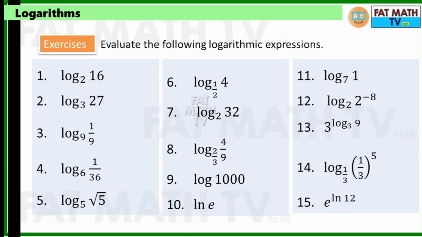Number 6, logarithm of 4 to the base 1/2. Number 7, logarithm of 32 to the base 2. Number 8, logarithm of 4/9 to the base 2/3.